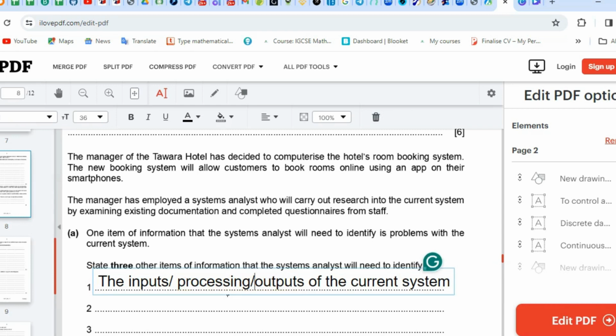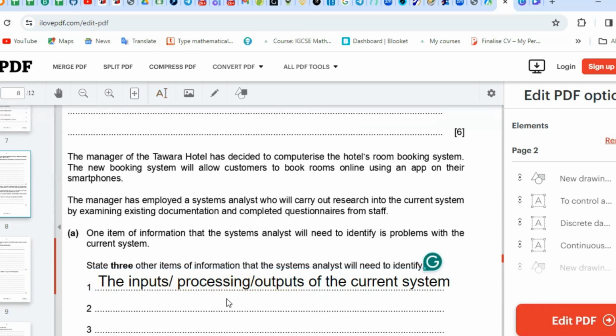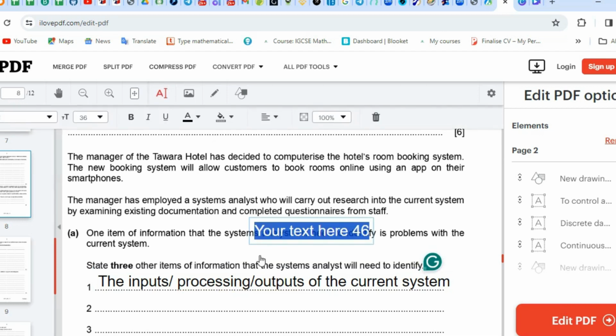All right. Another one is what? Hardware and software requirements. That's another one. The hardware and software need to be looked into. Requirements.